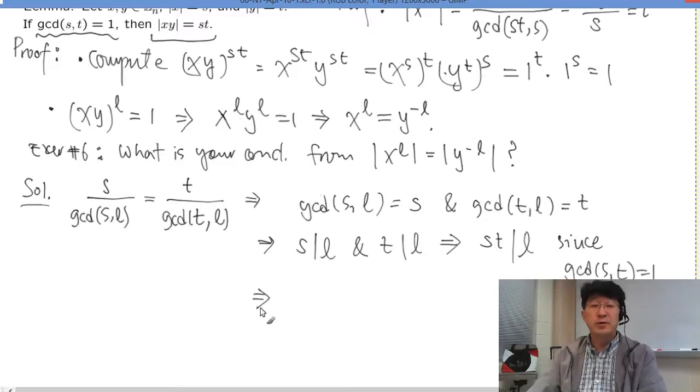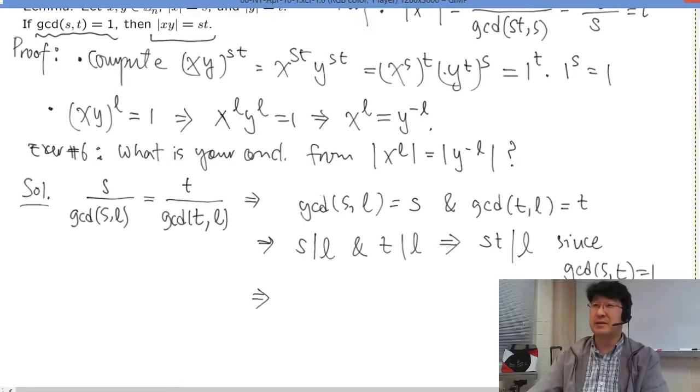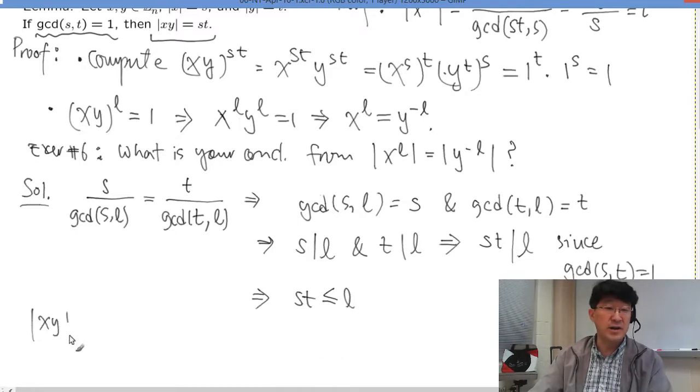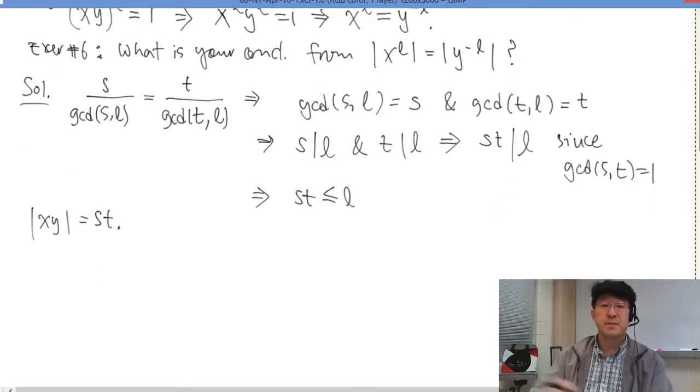So what ultimate conclusion do you want to draw here about L so that we can conclude that S times T is truly the order? What is greater than what? ST is less than L. No matter what you raise, you get 1, ST is smaller, guaranteed, right? Therefore, ST is the order. So here you write, all right, X times Y has order S times T. Fair conclusion?